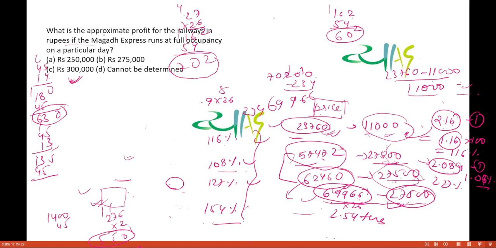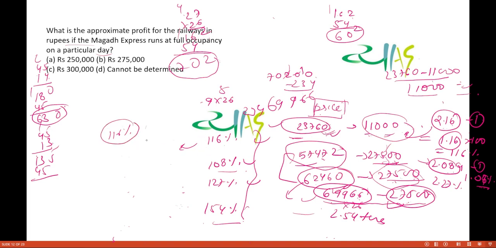Now it is asking what is the approximate profit for the railways in rupees if Magad runs at full occupancy on a particular day. Now see, for this what we have to do basically, you have this. It is saying that you have to calculate the maximum profit if the Magad Express is running at full occupancy. Fine. तो यहाँ पे profit is 116%.